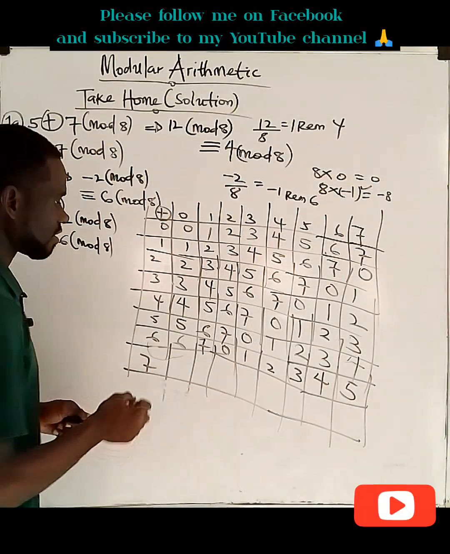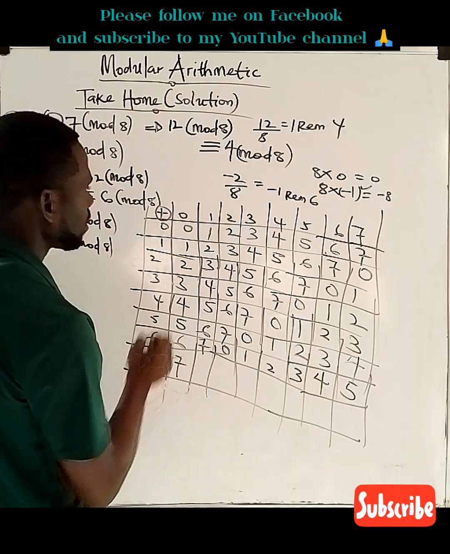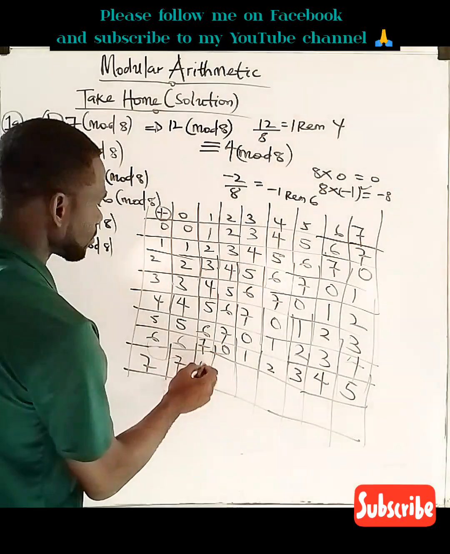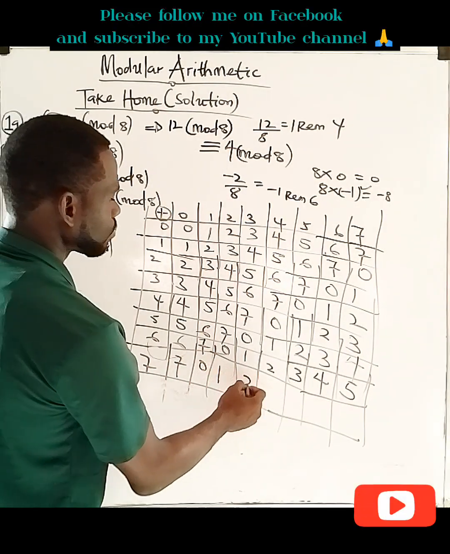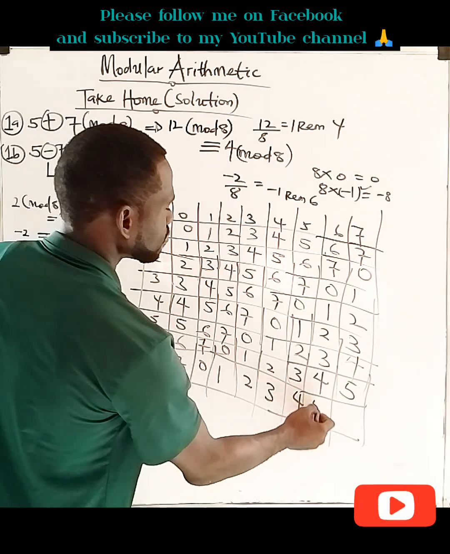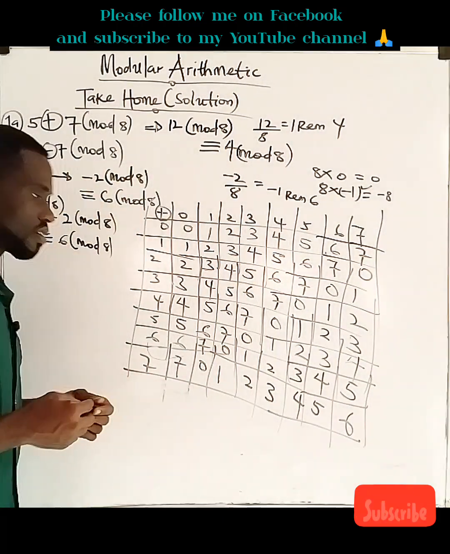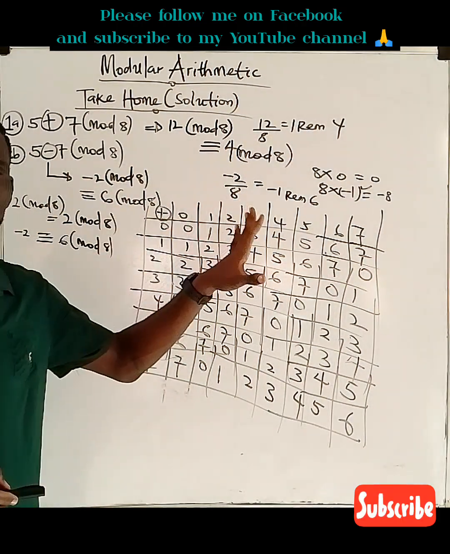So the very last set is 7 plus 0, which is 7. 7 plus 1 is 8. We write 0. Don't forget. Here, 1, 2, 3, 4, 5, and 6. So this is an operation table for this.